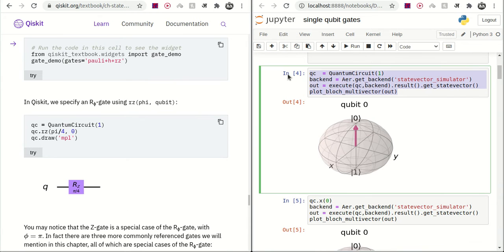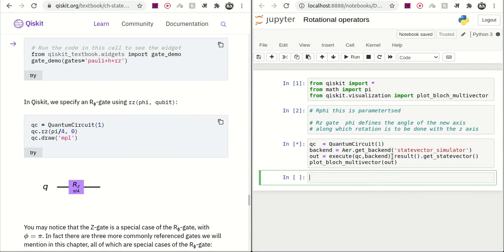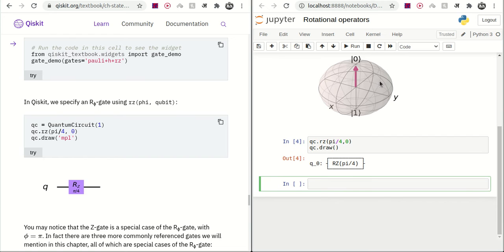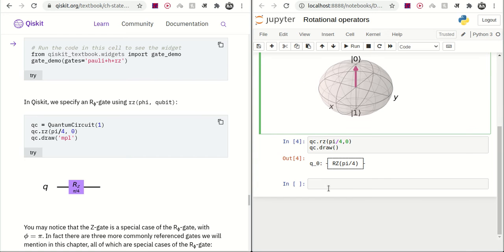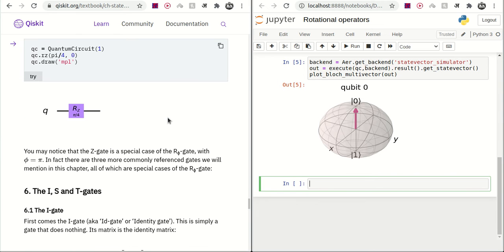Initially we initiate this. Okay, so this is our initial Bloch vector. Now we use qc.rz, and suppose pi by 4 is just some angle, and this is the qubit number, which we are declaring. And now we draw it, qc.draw, and see what operator is applied. You can see this is the operator. So now we'll again copy this and then run it. Just see how the rotation has happened.